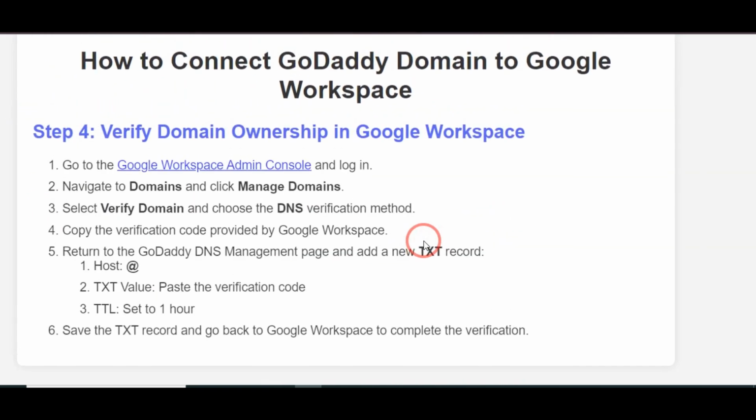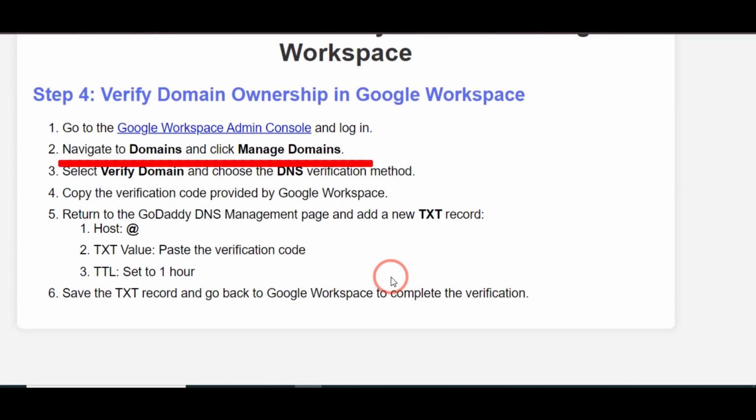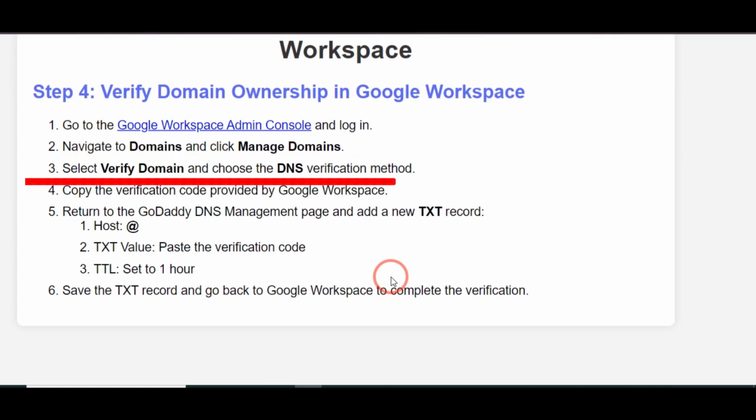Next, we need to verify domain ownership in Google Workspace. Go to the Google Workspace admin console and log in. Navigate to Domains and click Manage Domains. Select Verify Domain and choose the DNS verification method. Google will provide a verification code.